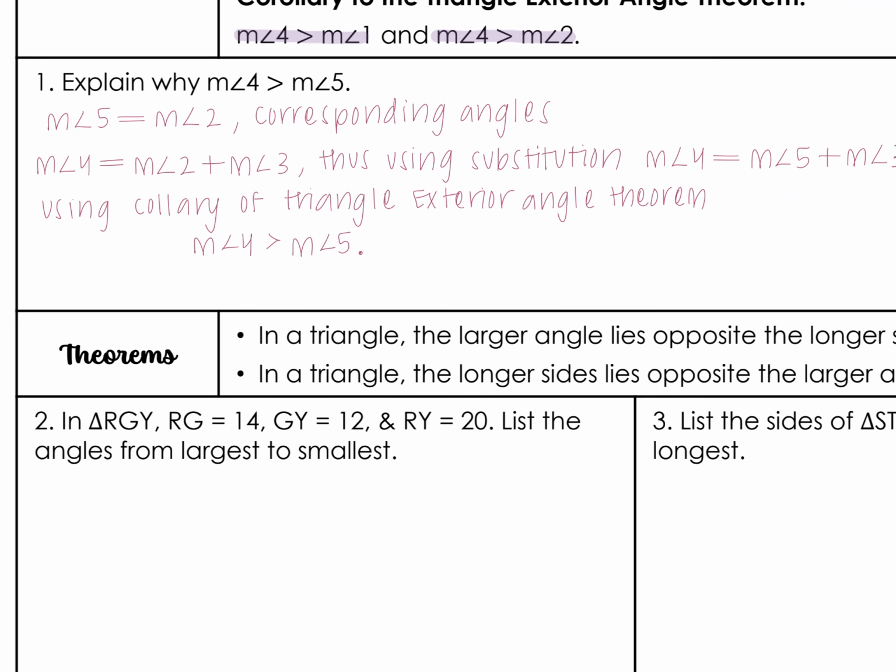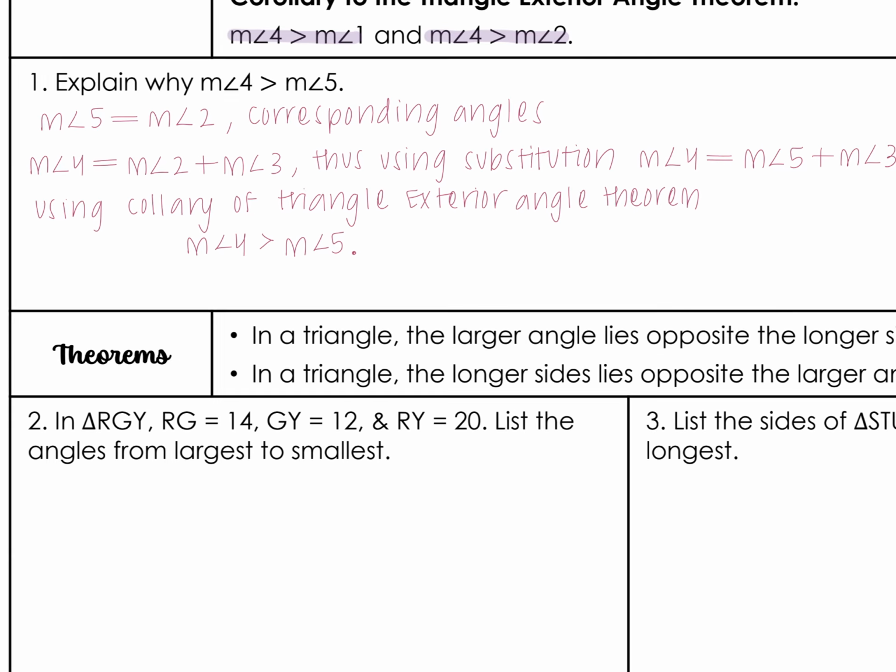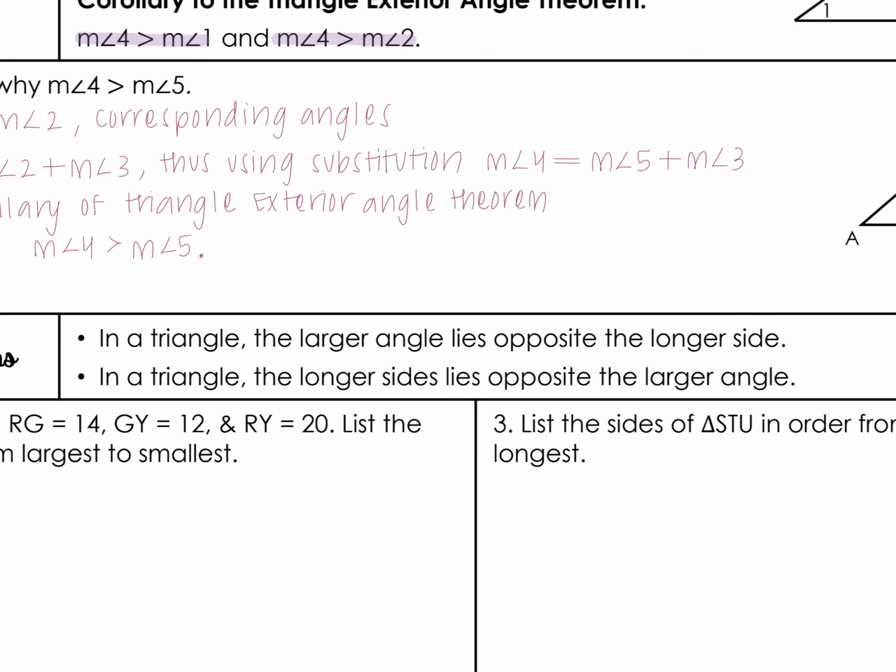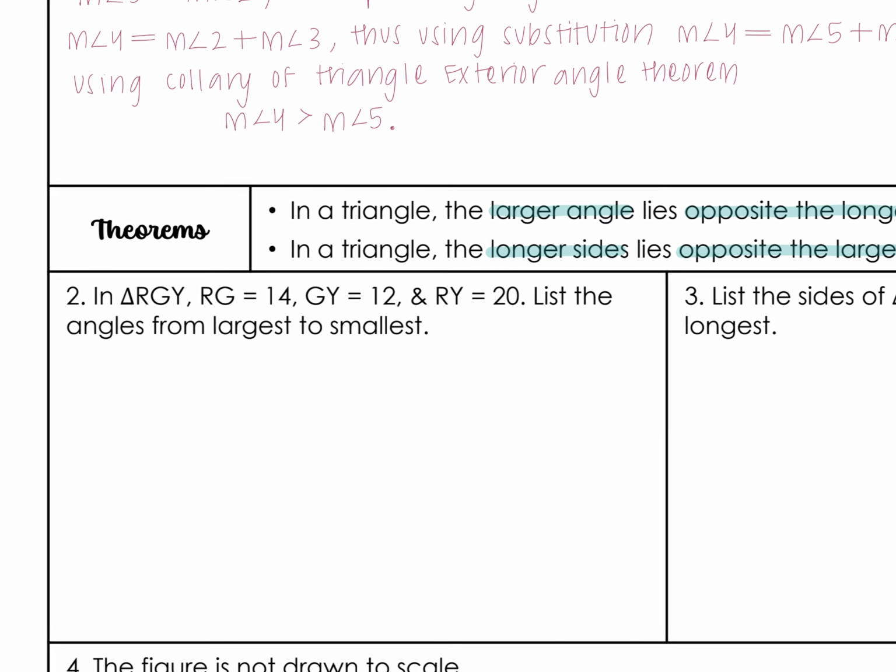And so they are going to state that in a triangle, the larger angle is going to lie opposite the larger side. And in a triangle, the longer side is going to lie opposite of the larger angle. Okay, so let's look at some problems below that to see what we can figure out.